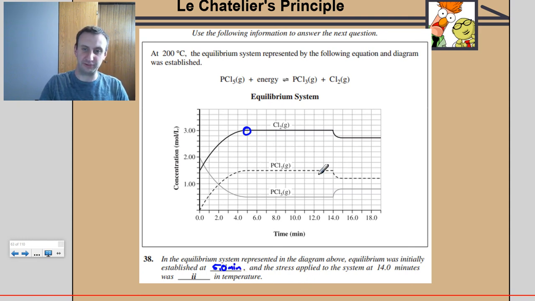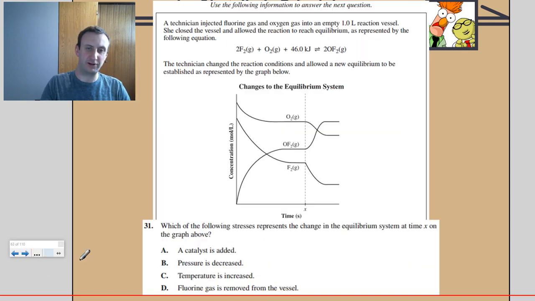I can tell because the concentrations were staying constant. And then when I take a look at the stress, which happened at 14.0, well, at this point, I can see that this went down, and this went up. So PCl5 was increasing. So that means I must have had a decrease in temperature, a cooling down, right, which caused then a left shift in the exothermic direction to bring temperature back up. All right, one more. Actually, I think there's 2 more.